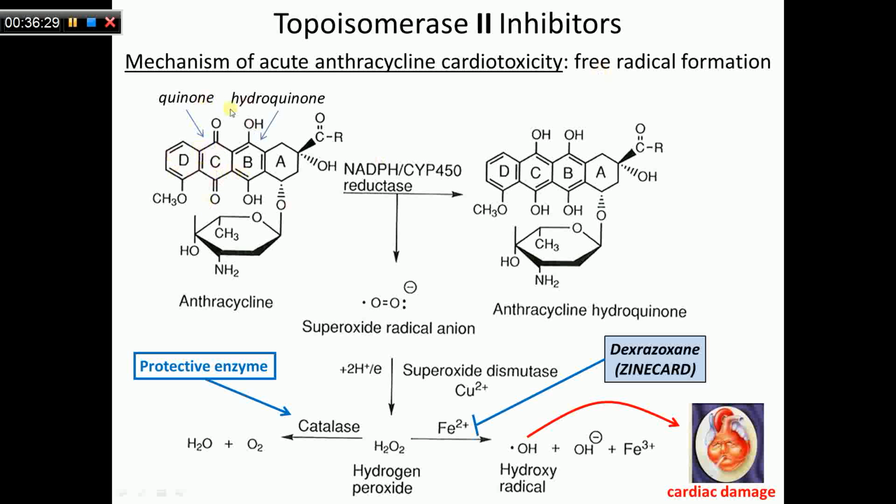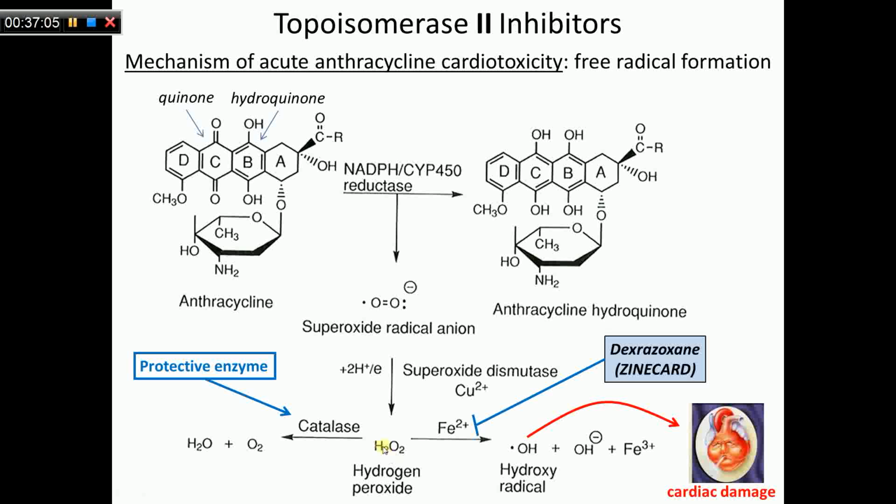So any chemical that has this quinone group with the two oxygens, such as anthracyclines like doxorubicin, is very likely to undergo this reaction where it's converted to a hydroxyl group, as you can see on the right here, this hydroquinone, and it does that by NADPH CYP450 reductase. That generates as a byproduct the superoxide radical anion, and our body has superoxide dismutase. It's an important protective enzyme that at least detoxifies this radical, producing hydrogen peroxide.